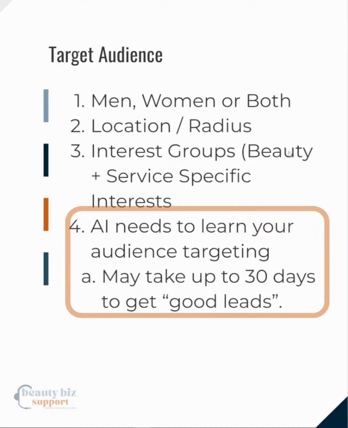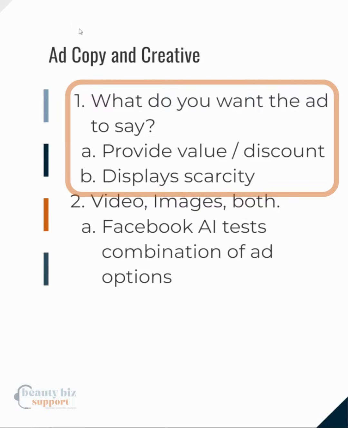The fourth thing that you really do need to understand is that the AI, Facebook's algorithm and their machine learning, which determines which user to show your ad to, needs to learn your audience targeting. So it may take up to 30 days for you to really get good leads coming in as a result of your advertising.